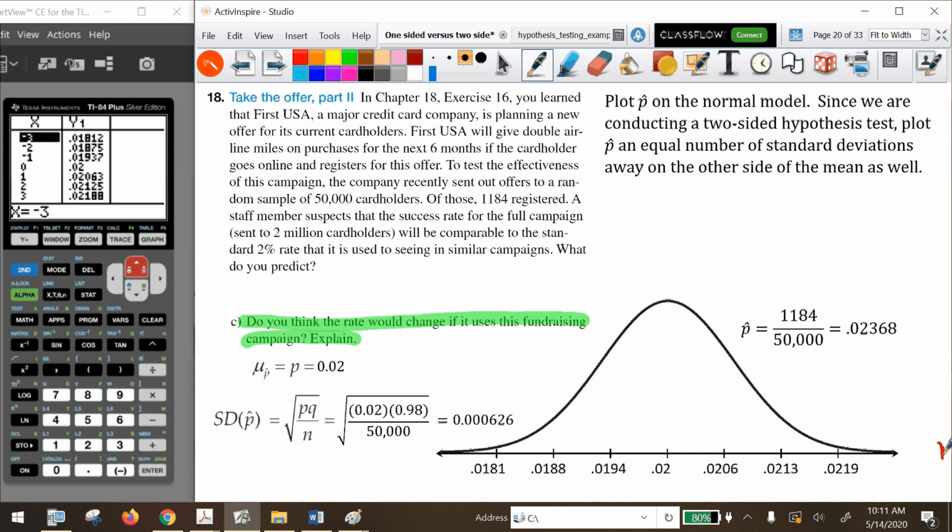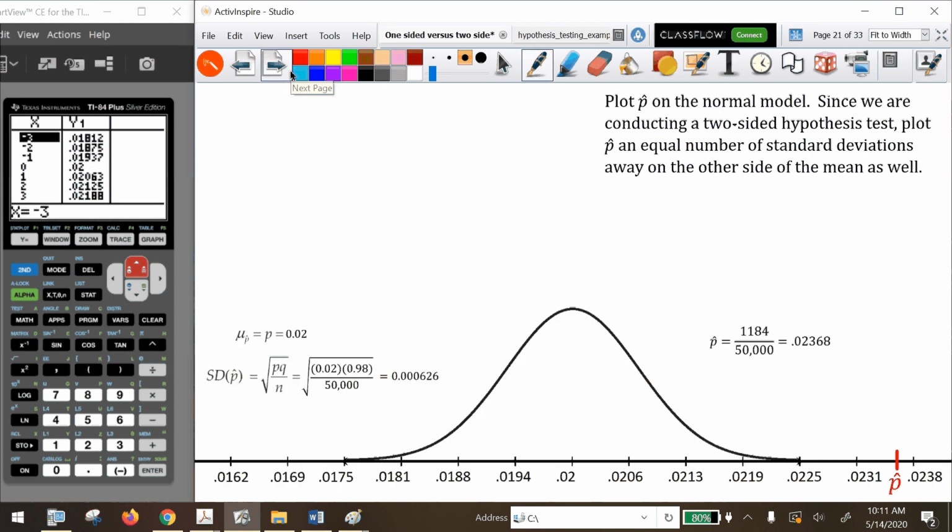And that would actually be all the way over here. I think I run out of room. Actually, let me draw that out for you. There you go. It's actually about close to 6 standard deviations away from the mean, just shy of 6. And since we're doing a two-sided hypothesis test, we're going to plot that number on the other side of the mean as well. So I just plotted it over here.